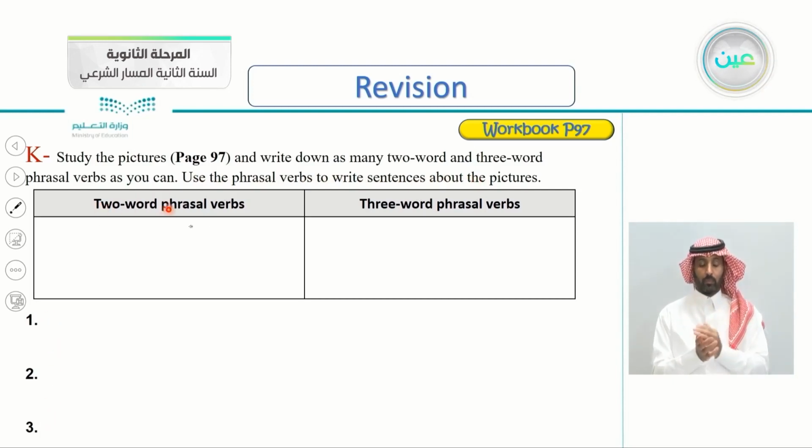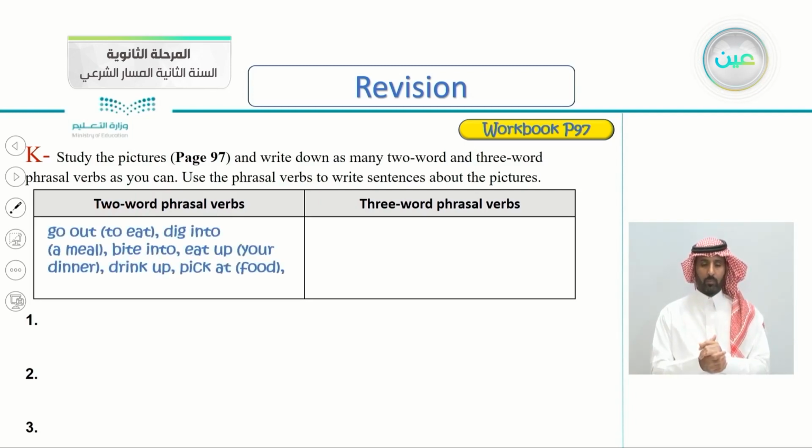So the 2-word phrasal verbs here. Can you write 2-word phrasal verbs from the picture? Let's see together what I've written here. Go out, meaning to eat, of course. Dig into a meal, which means you're going to eat now. Bite into, eat up your dinner, drink up, pick at, of course, referring to food here. So these are some of the 2-word phrasal verbs that I came up with from the pictures.